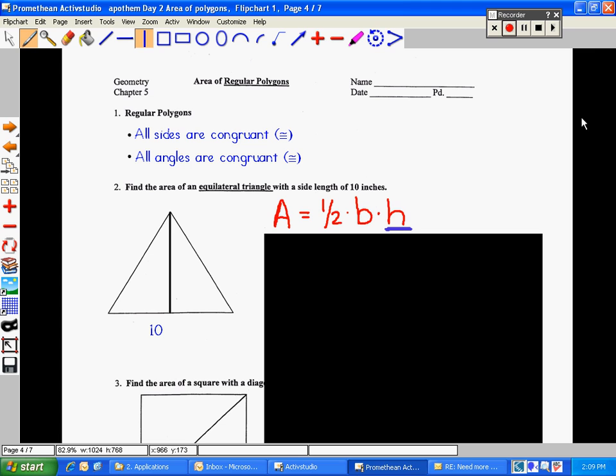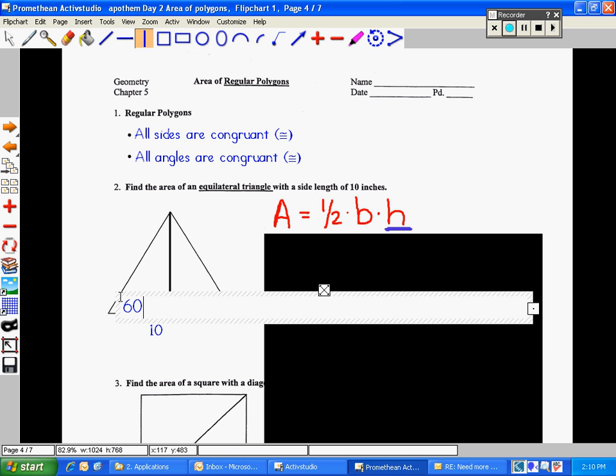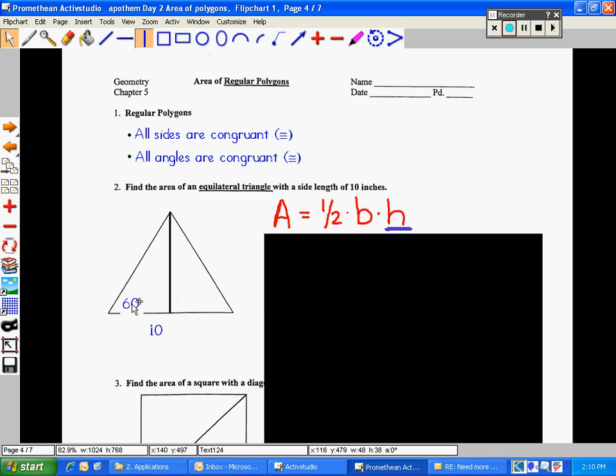So the total of the angles in a triangle is 180. Divided into 3, each angle is 60 degrees. So I'm going to mark that in here, 60 degrees. Well, if we cut this equilateral triangle in half, straight down the middle, this triangle just on this side is a 30, 60, 90 triangle with a base of 5.